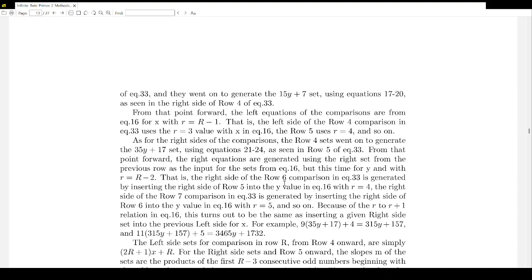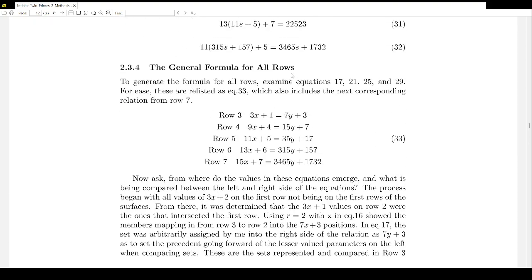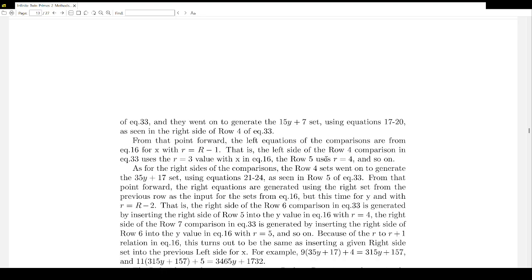That is, the right side of the row 6 comparison is generated by inserting the right side of row 5 into the y value in equation 16 with R equals 4, which is 2 less. The right side of the row 7 comparison is generated by inserting the right side of row 6 into the y value in equation 16 with R equals 5, and so forth. So here I'm just recapping and reiterating what we did to get these values. These all come from equation 16, and these all come from taking the previous part and plugging it back in and getting the next row.